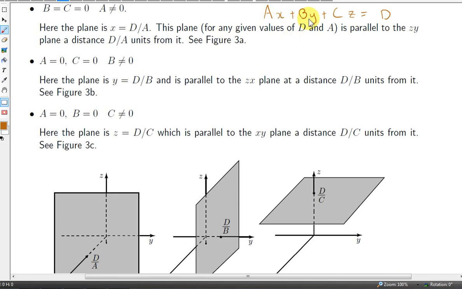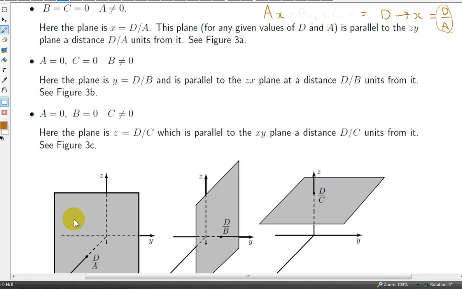Let's suppose that in the general equation of a plane, b is 0 and c is 0. We get the equation ax equals d. Well, since a is some non-zero constant and d is some non-zero constant, we can write this as x equals d over a. Actually, d over a is just some constant. So the equation of the plane is x equals constant.